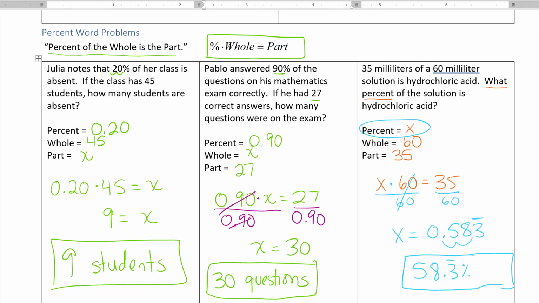And this is acid that we're talking about. So of the solution, 58.3% of the solution is acid. And that concludes our lesson on ratios, rates, proportions, and percents.